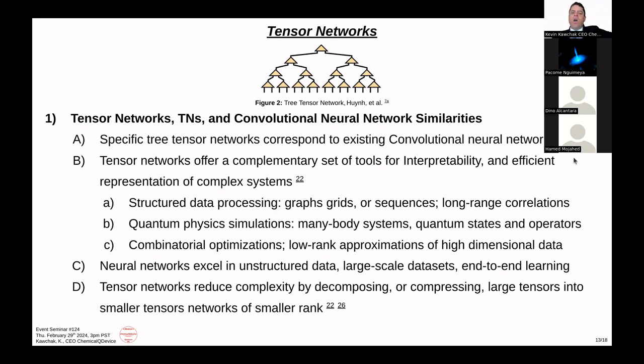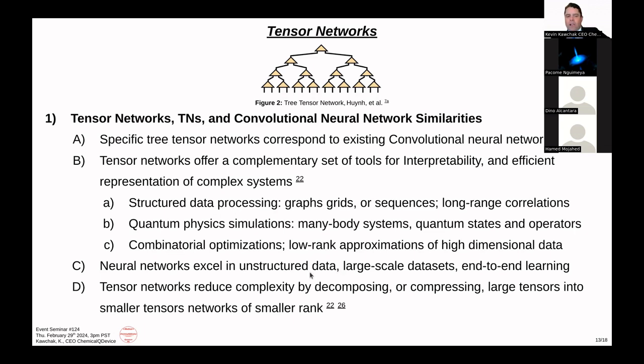So convolutional neural networks, unstructured, and this is more like graphs, grids, or sequences, long range correlations, quantum physics simulation, and you'll hear this like many body systems, these types of things. I've watched a number of these seminars, but sometimes few body is typically the initial approach, taking points and only looking at the closer points instead of everything. And quantum states and operators associated with more quantum circuits. And you also have combinatorial optimizations, low rank approximations of high dimensional data. So you see there's these benefits, some with the convolutional neural network, and then some also with the tensor networks.